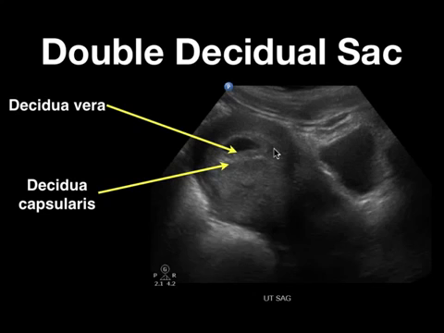Since that time, there have been several small case series where people have shown pseudosacs of ectopics that appear to have a double decidual sac sign. So the bottom line here is it can help you to favor the diagnosis of an early IUP if you see the double decidual sac sign. But again, it's not 100%, and you still have to wait until you see the yolk sac or the embryo.